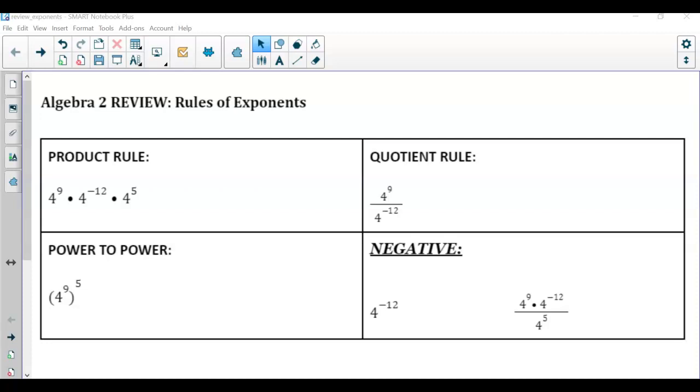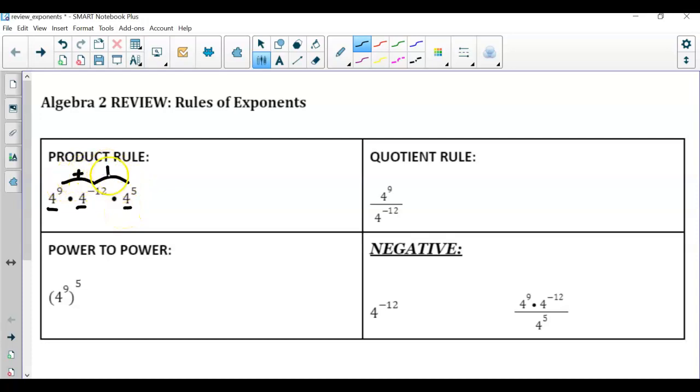In this video, I'm going over our review, which is over our rules of exponents. So we just have to remember here the product rule: when we are multiplying, if the bases are the same, so notice how the bases are all 4, then we would add the exponents together. So again, the product rule is that we are going to add the exponents, however, only if the bases are the same. So if the bases are not the same, then you don't add the exponents.